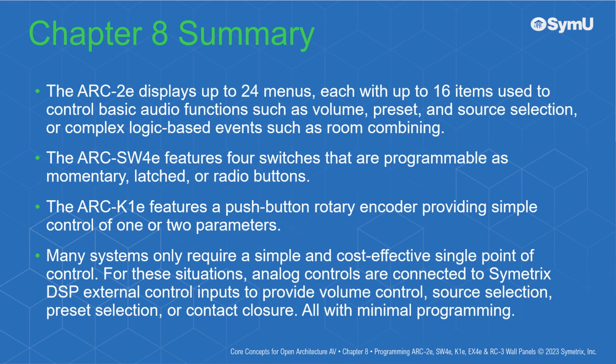The ARC-2E displays up to 24 menus, each with up to 16 items used to control basic audio functions such as volume, preset, and source selection, or complex logic-based events such as room combining. The ARC-SW4E features 4 switches that are programmable as momentary, latched, or radio buttons. The ARC-K1E features a push-button rotary encoder providing simple control of 1 or 2 parameters.